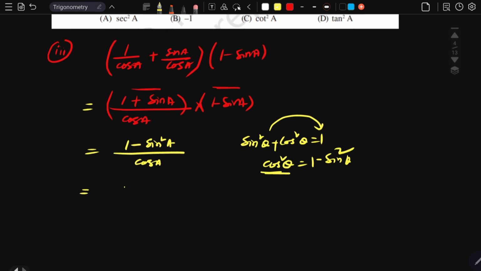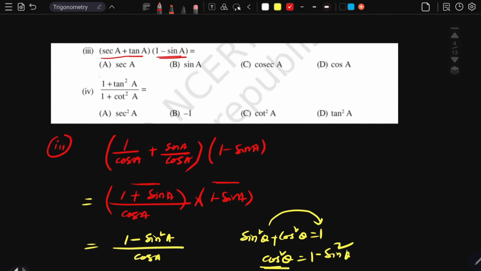So in the numerator I'll write cos² A, denominator cos A. Here the square and cos A cancel. So therefore, what is still pending? Cos A. Cos A is which option? So option number D is absolutely the right answer.